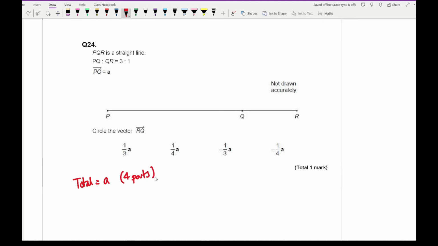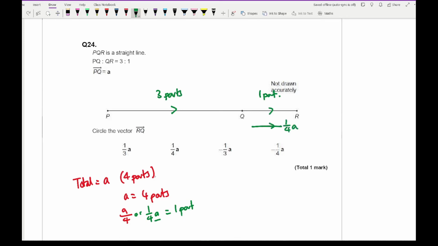If A equals 4 parts, then one part is A over 4, or a quarter A, which I'm going to use. Now, this in that direction is 3 parts, and this in that direction is 1 part. So going in this direction, it's a quarter A. Going in the opposite direction, it's going to be minus a quarter A. So the one that we should highlight is the last option.